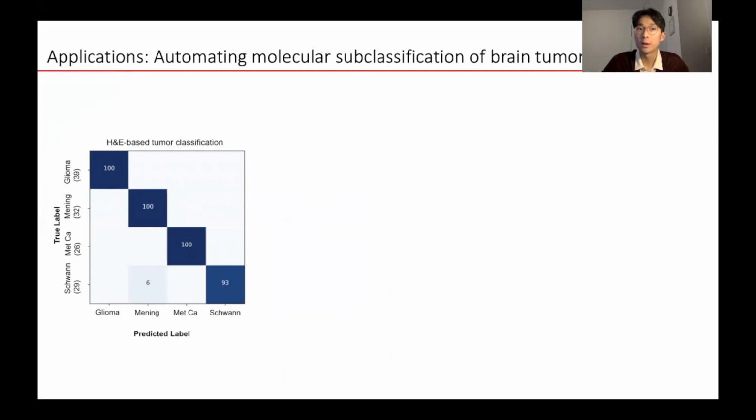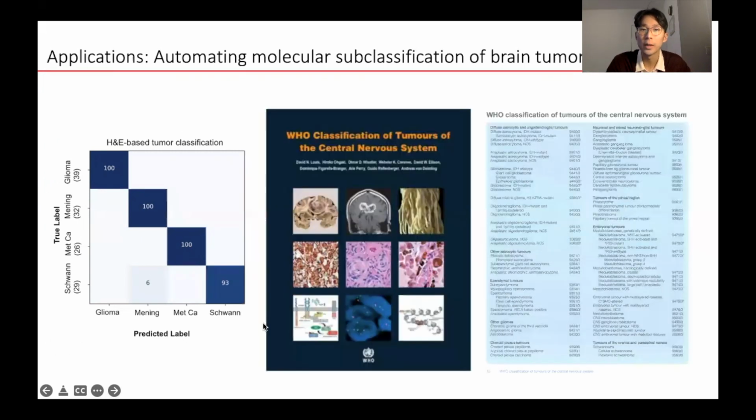Finally, I also want to talk about an application, as a proof of concept of the tools that we've developed so far. As you can see here, this is the confusion matrix that I showed earlier of the 4 major brain tumor classes. But according to the WHO classification of tumors of the central nervous system, we're able to subclassify gliomas as well as other tumors into different subclasses. There are dozens of subclasses, so our task is not complete with just classifying them into their major classes.